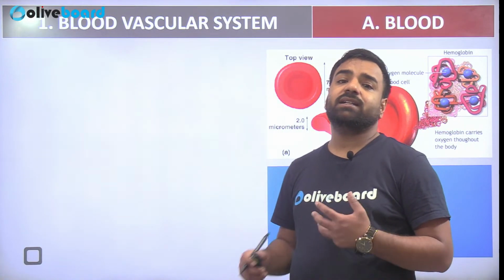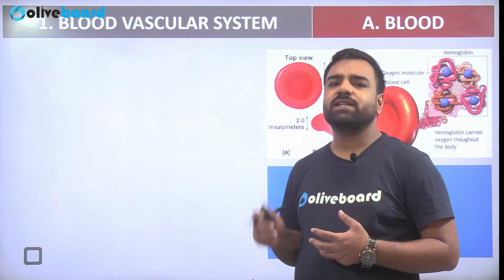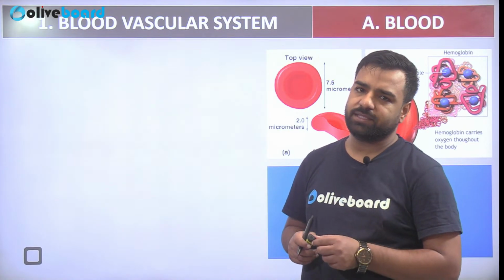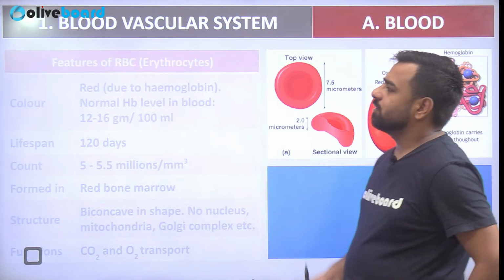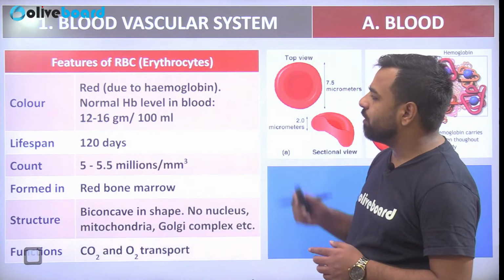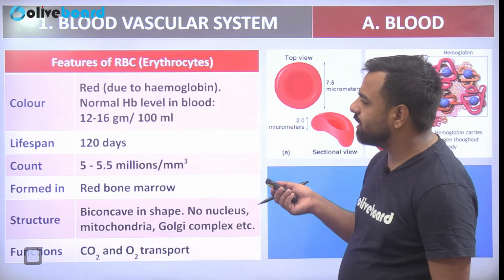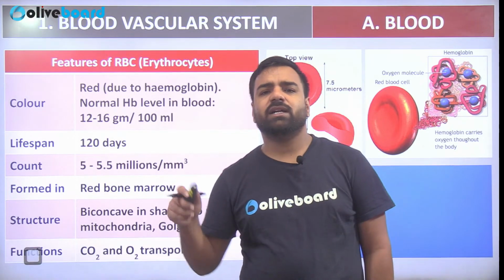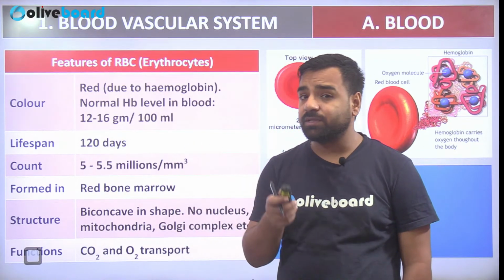Apart from that, they die in the spleen, and that's why the spleen is known as the graveyard of the RBC, right? Okay. So RBCs are red because of the presence of hemoglobin. Normal hemoglobin in the blood is 12 to 16 gram per 100 milliliter. So we link it with the 14% in the males and 12% in the females.